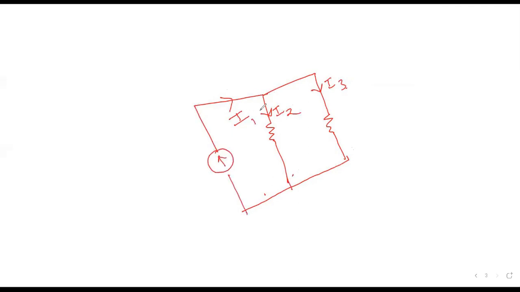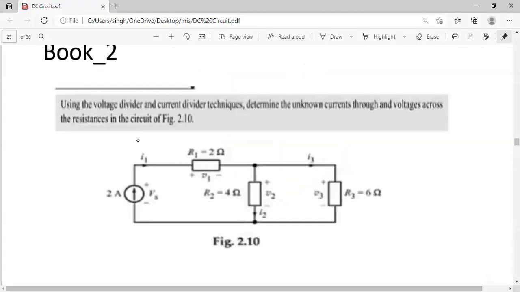Okay, so this is I1. Which concept will apply here, students? Which concept can we apply here to find out I2 and I3 if I already know the value of I1? KCL. Okay, no, direct KCL, no. I'm asking about the concept as per this question. R2 and R3 are in parallel, so you can use the voltage divider technique.